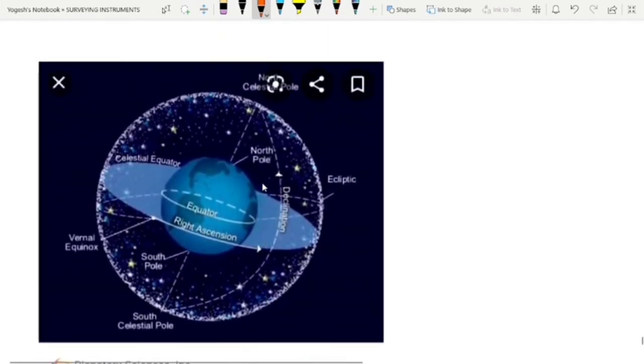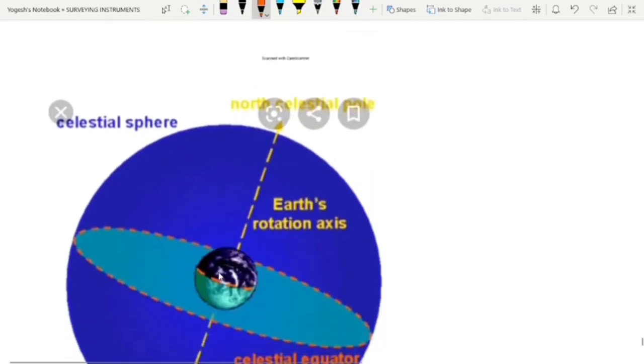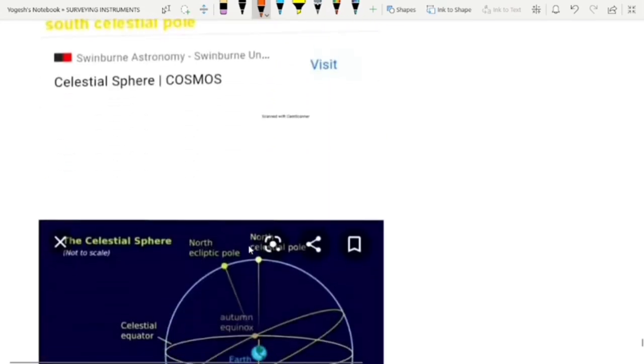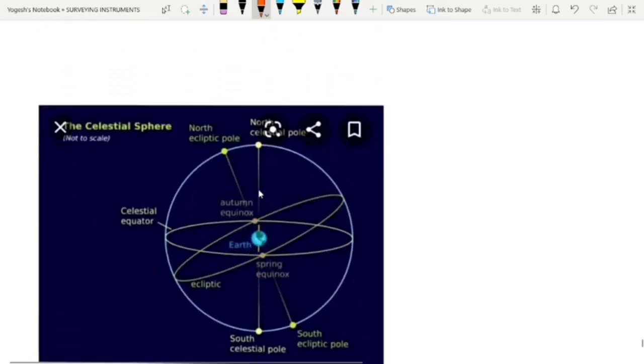This is basically field astronomy. Celestial poles are there, north celestial pole, south celestial pole. This is the equatorial axis, the celestial equator. This is the north pole on the earth, this is the south pole on the earth, this is the west equator on the earth, this is the east equator on the earth, this is the declination, and this is the earth rotation axis. Celestial sphere is there, celestial equator is there. So this is autumn equinox, that is spring equinox, that is the ecliptic circle.